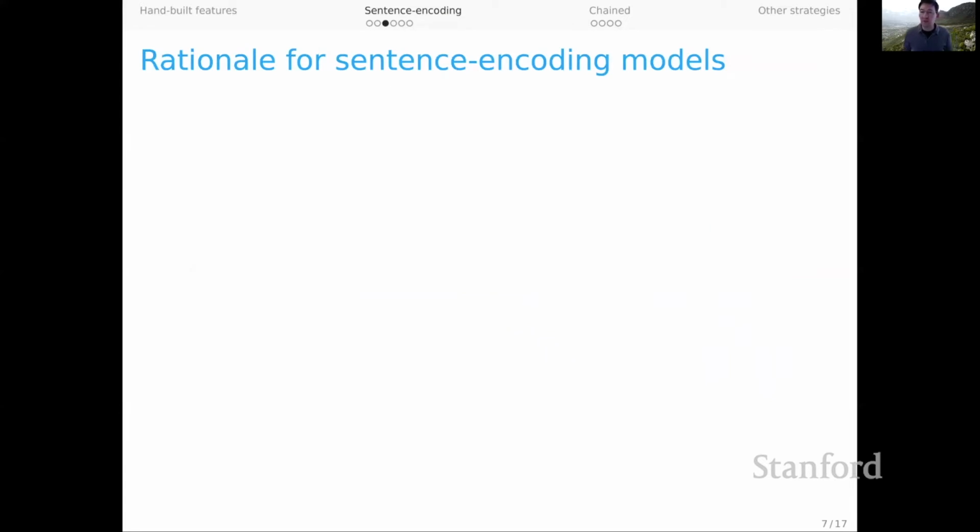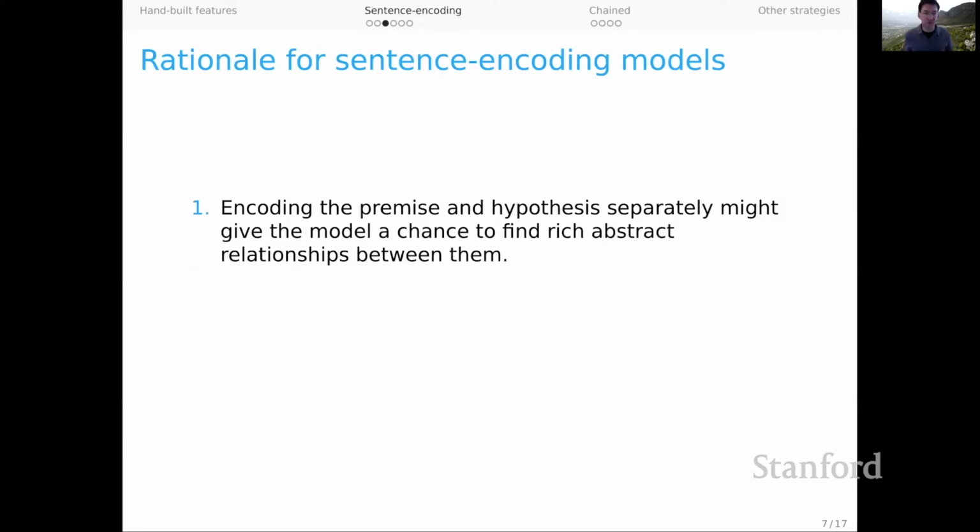Here's the rationale for sentence encoding models. I think this is kind of interesting, right? We might want to encode the premise and hypothesis separately in order to give the model a chance to find rich abstract relationships between them.